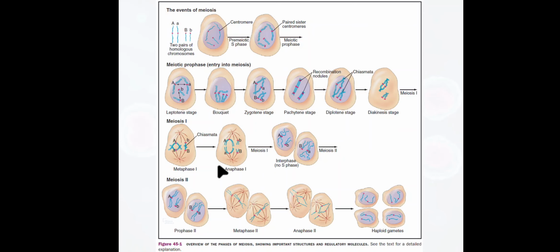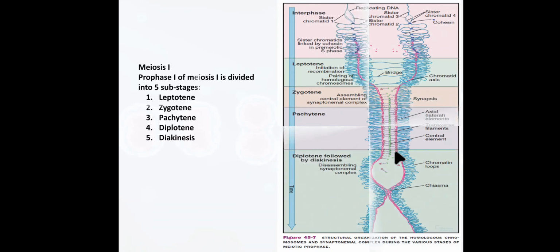Then after that meiosis 1 will continue by metaphase 1, anaphase 1 and telophase 1. Then there is a gap between meiosis 1 and 2. That gap is known as interphase stage. After that meiosis 2 will continue, that is prophase 2, metaphase 2, anaphase 2 and telophase 2, resulting in haploid cells, 4 haploid daughter cells.